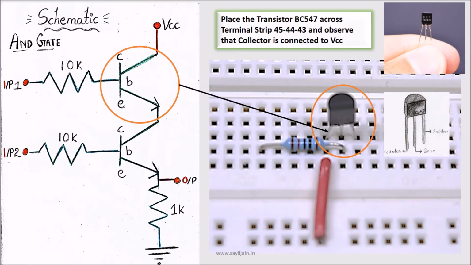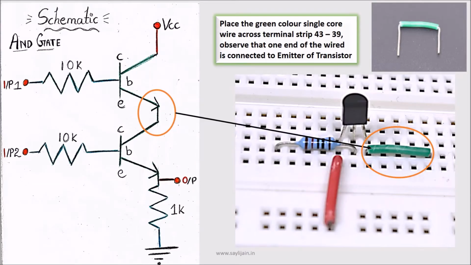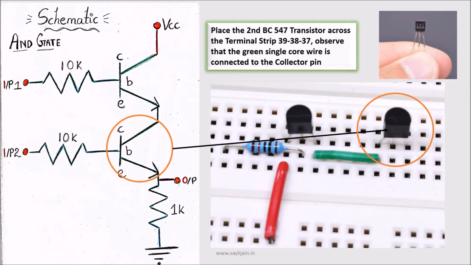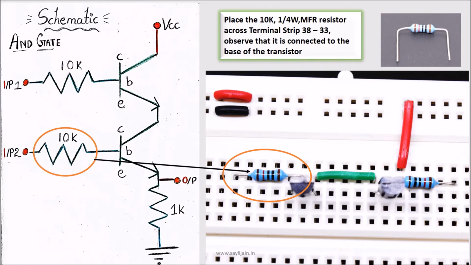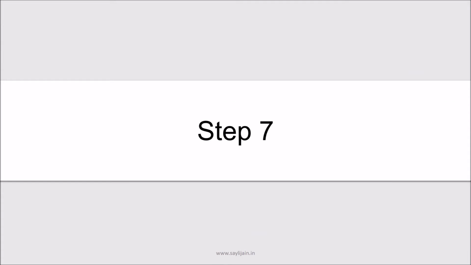And now I am going to place the first transistor of the circuit in a way that the VCC is connected to the collector. Now I have placed a green wire which in turn will be used to connect the first transistor to the second transistor. Now placing the second transistor. After this I have placed the 10K resistor which is connected to the base of the second transistor across the terminal strip 38 to 33.